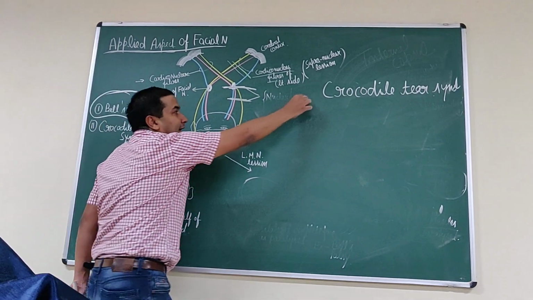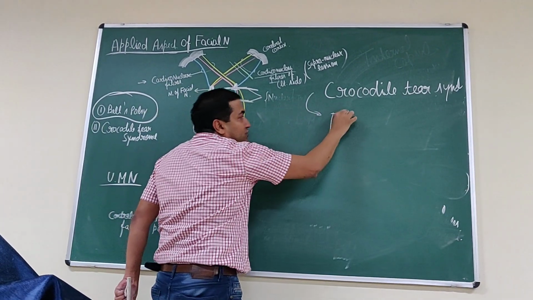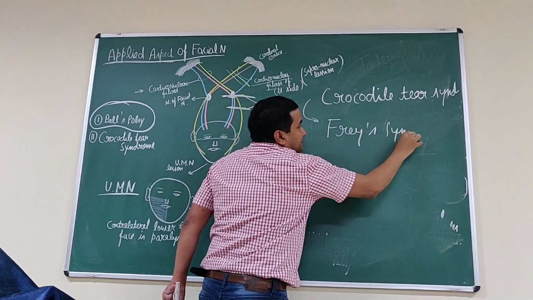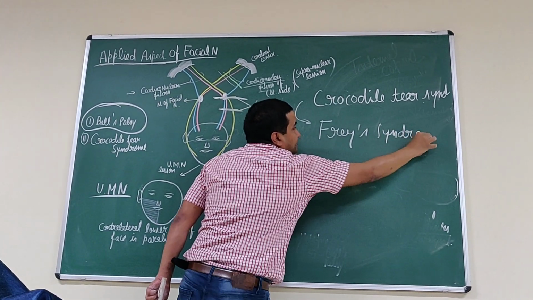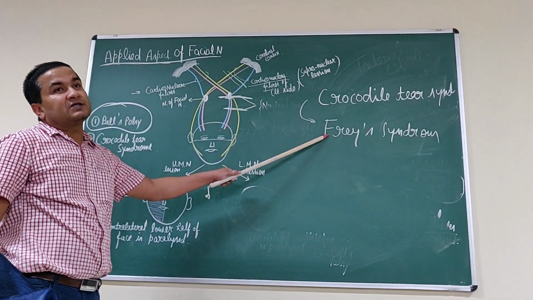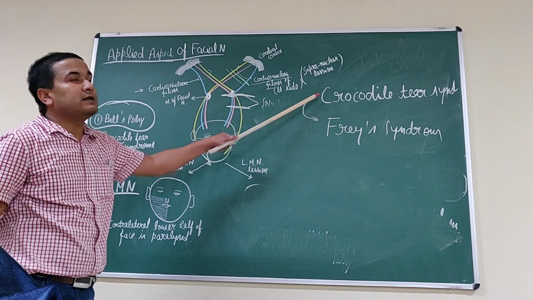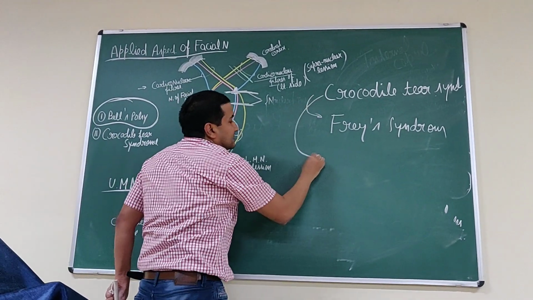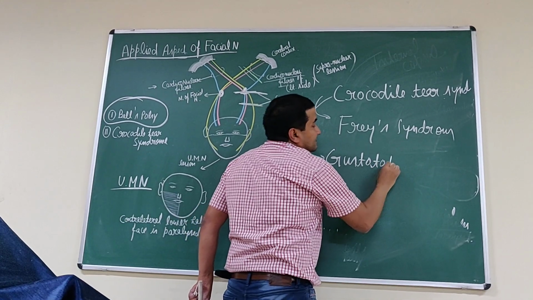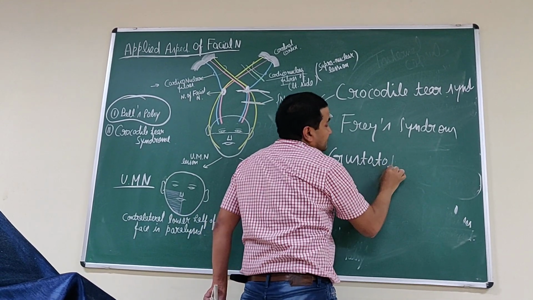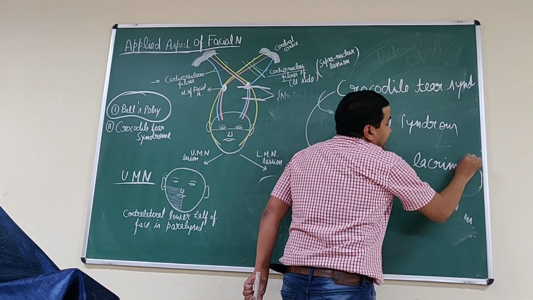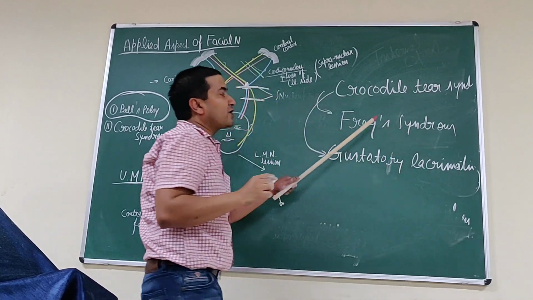This syndrome is like Frey's syndrome. Frey's syndrome is gustatory sweating, while the crocodile tear syndrome is gustatory lacrimation. That is the difference. It is the lacrimation and it is the sweating.